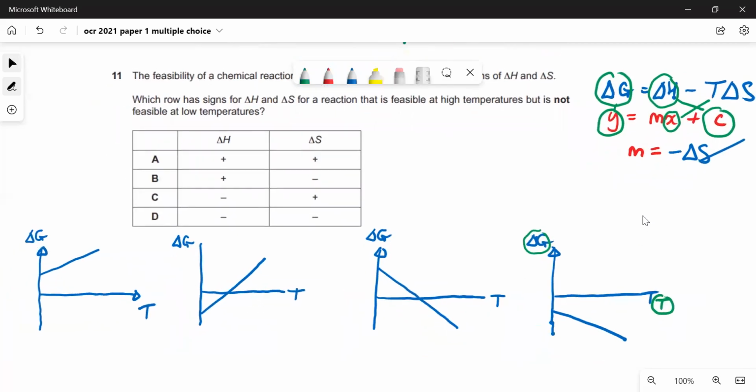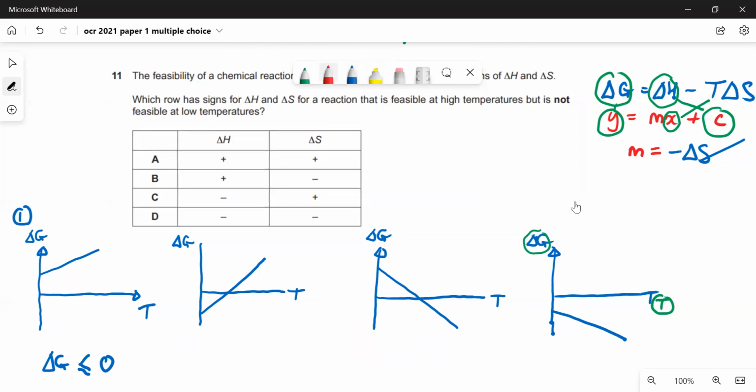So let's look at the first one here. Now, this first one is never going to be feasible, is it? Because look, we know that for a reaction to happen, delta G must be negative, less than or equal to 0. And look in this first graph here, number 1, delta G is always positive. So that reaction would never happen. It's impossible.